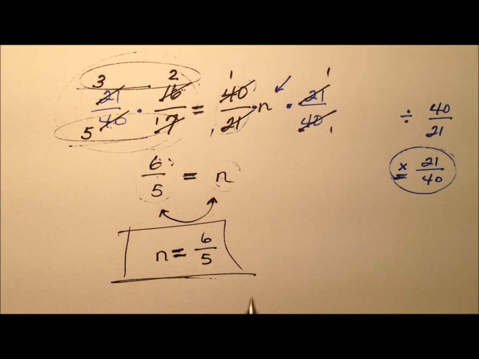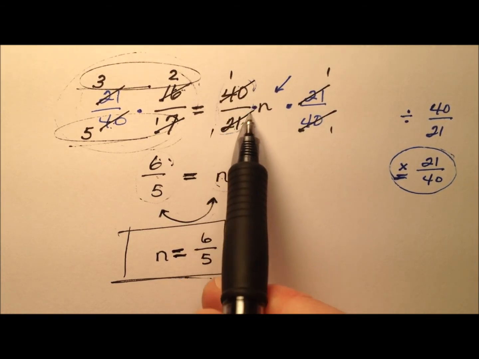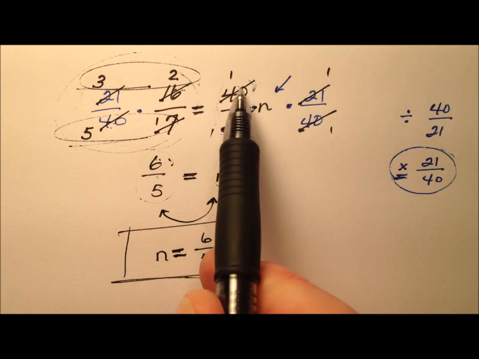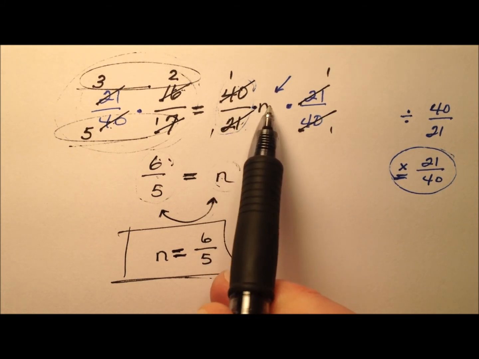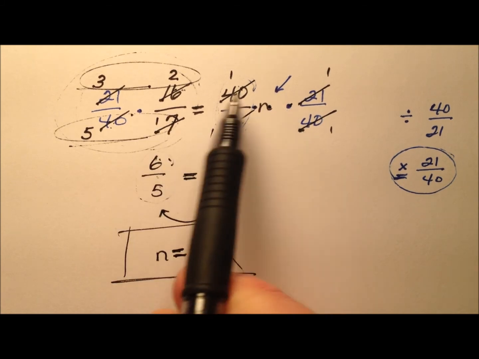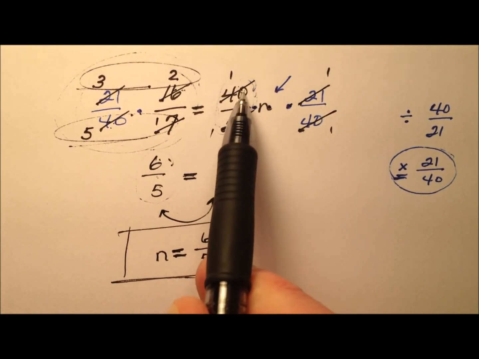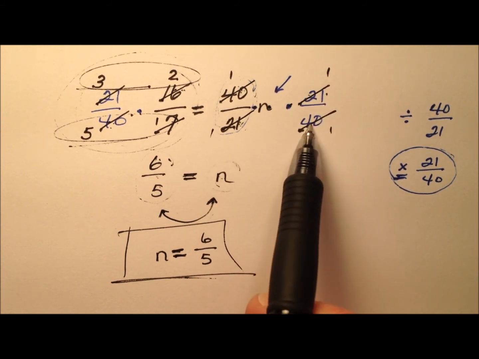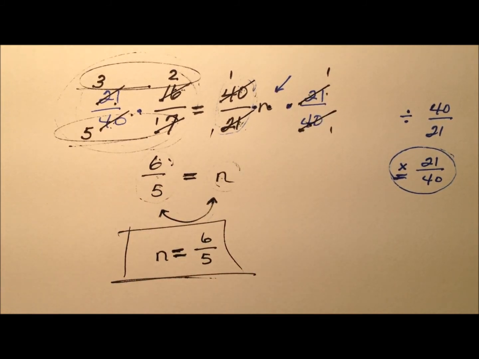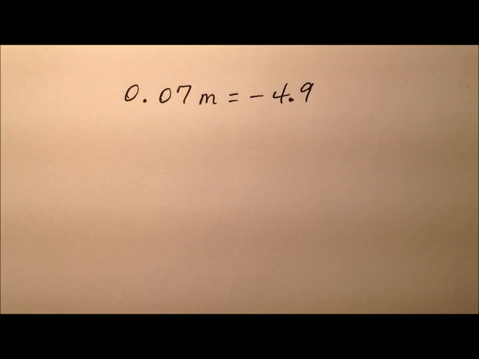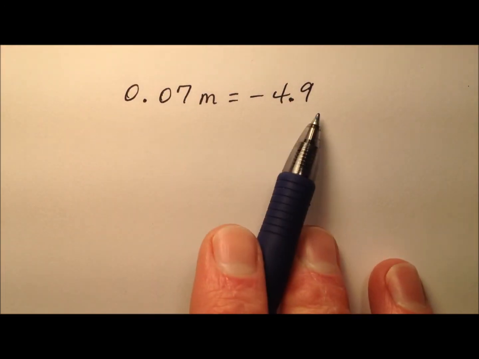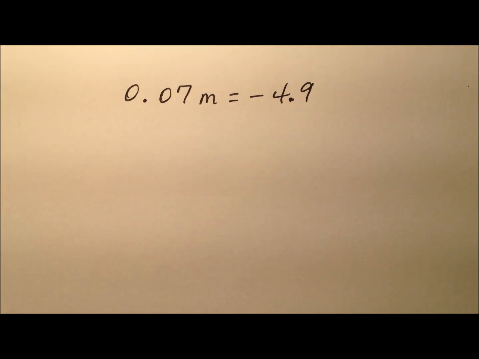And once again, to recap, when we had a fractional coefficient here, so this 40 over 21 being multiplied by n, we're going to multiply both sides of this equation by the reciprocal. So we're going to flip that over and call it 21 over 40 and multiply both sides of the equation that way. In this fourth and final example, we're going to look at this equation that includes decimals.